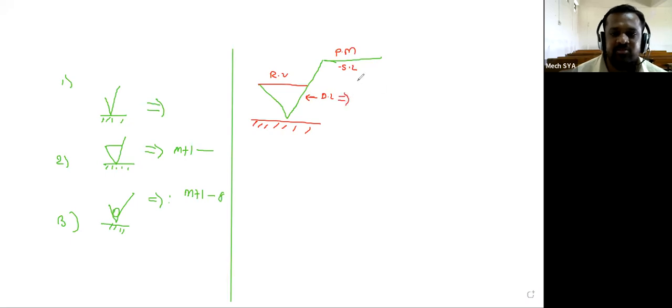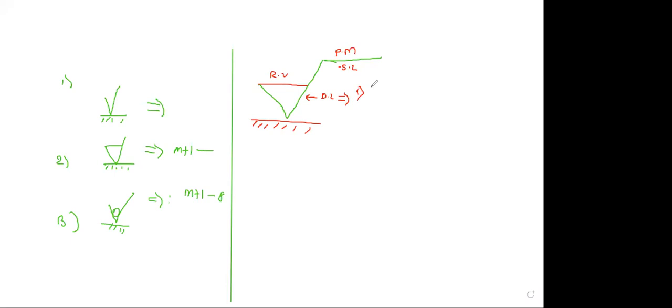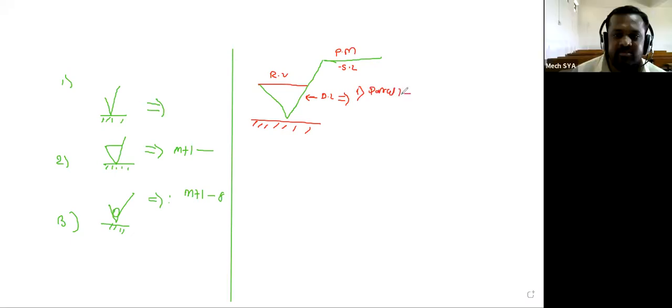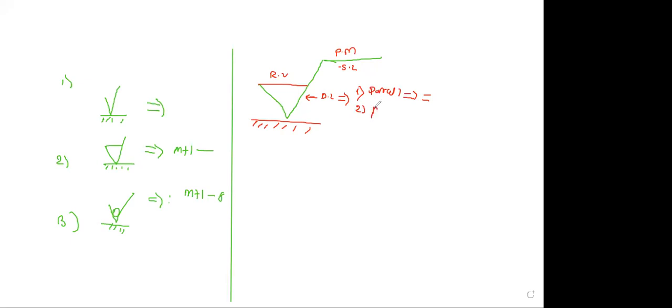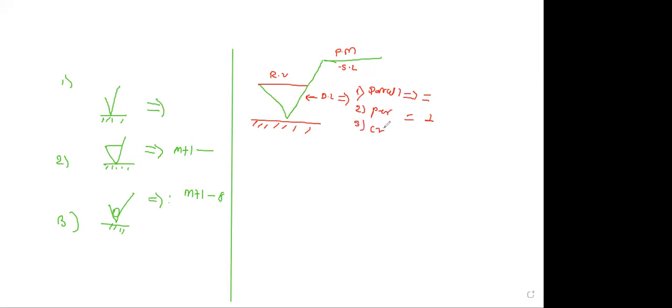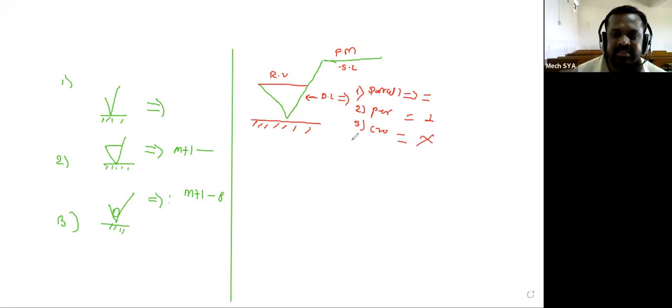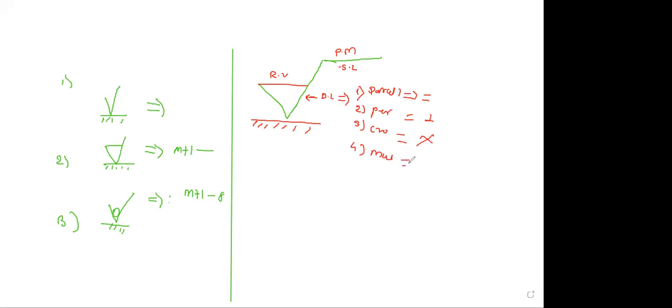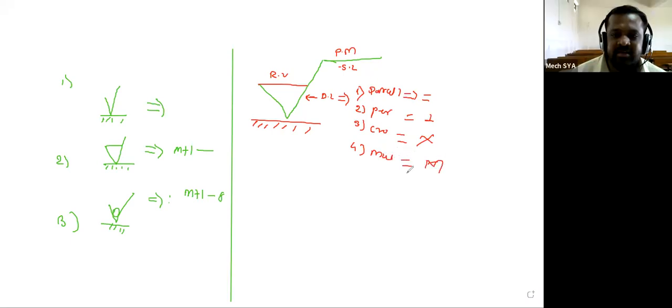What are the different types of direction of lay? That point also we have explained. The first type is parallel, and the symbol for parallel is like this. Then next is perpendicular, and the symbol for perpendicular is like this. The third, crossed, and the symbol for crossed is like this. Then next, multi-directional, and the symbol for multi-directional is just an M.